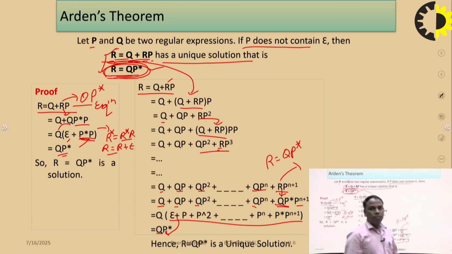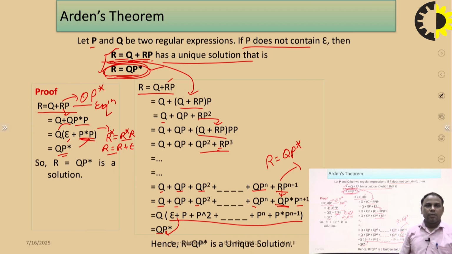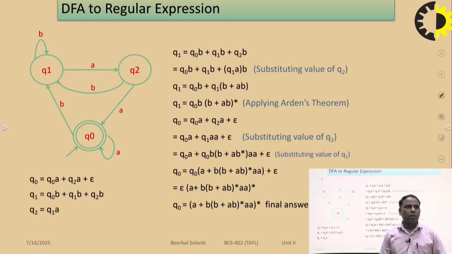Now we discuss the next part, which is the numerical part of Arden's theorem. We see the related numericals according to Arden's theorem. We can define the DFA, that is, the deterministic finite automata, to regular expression. Here we see the conversion of a DFA to a regular expression, and now see how to write it.